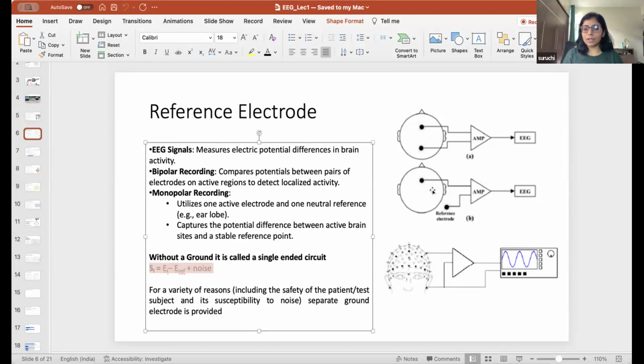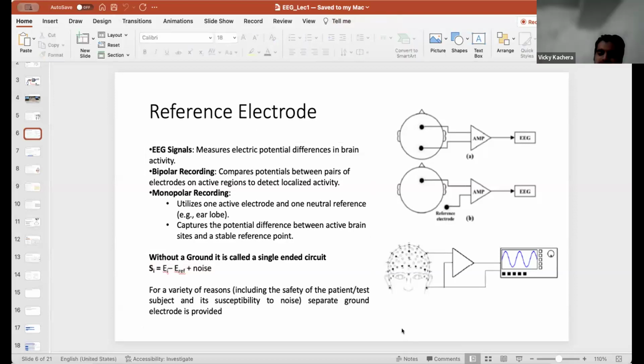Why do you need a reference? You're taking the difference between one electrode and another. We are not talking about absolute signal in any way. We take the difference, and that difference is what we are measuring. For all these electrodes, you're taking the difference between ground and this. So the reference electrode is basically to take a difference, right? Yeah, it is to take the difference.